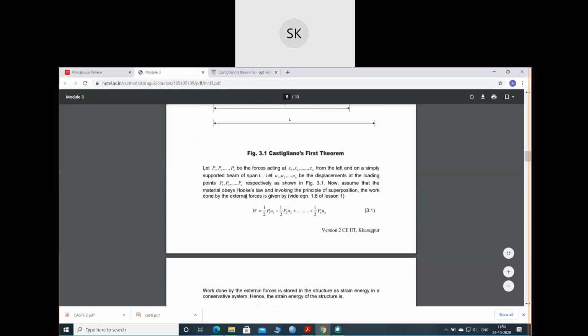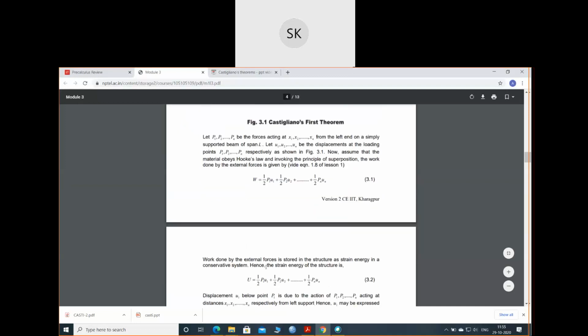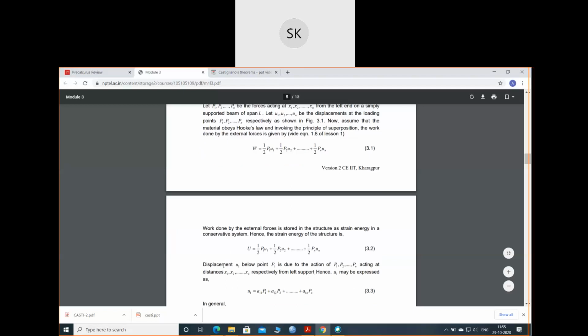So they have taken the summation. The work done by the external forces is given by half P1 U1, half P2 U2, like this, till half Pn Un. Work done by the external forces is stored in a structure as strain energy. So this work done is stored in a structure as strain energy in a conservative system. Hence the strain energy of the structure is, when you sum up all the work done, you will get the strain energy of that structure.